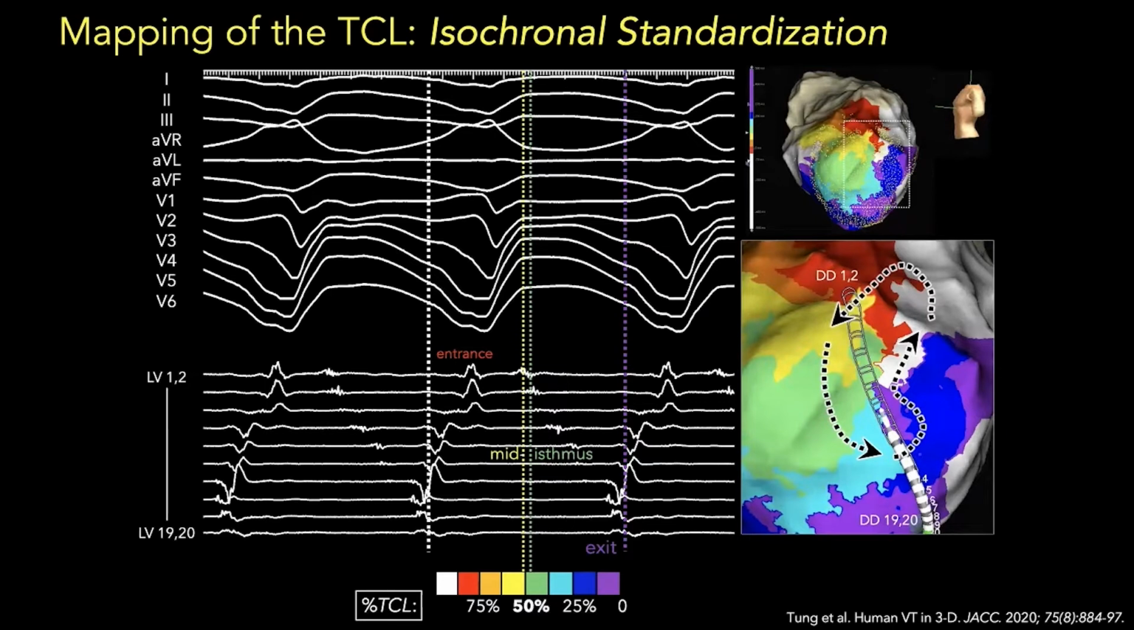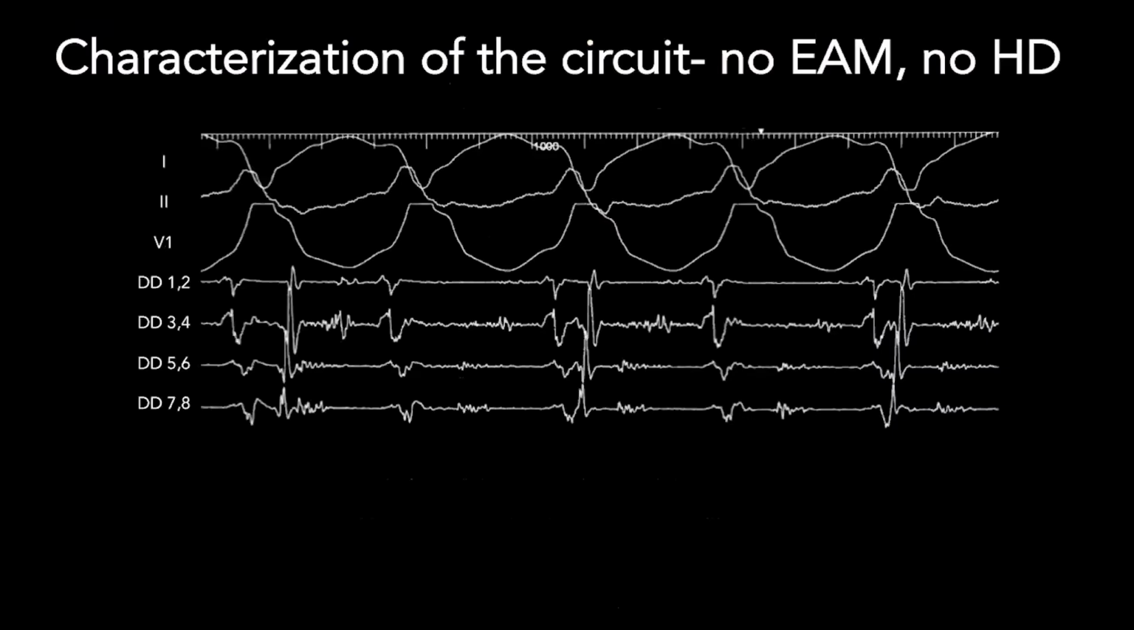But it doesn't really require HD mapping. It requires HD catheters and electrogram analysis. Now, how large is the circuit? Well, here is characterization of a circuit without any electroanatomic mapping, without any high density mapping. What you can see is that with these 4 bipoles that are 2 millimeters apart, we record a large far-field component in systole, and then you see that there are near-field components in diastole that span all the way to the next.